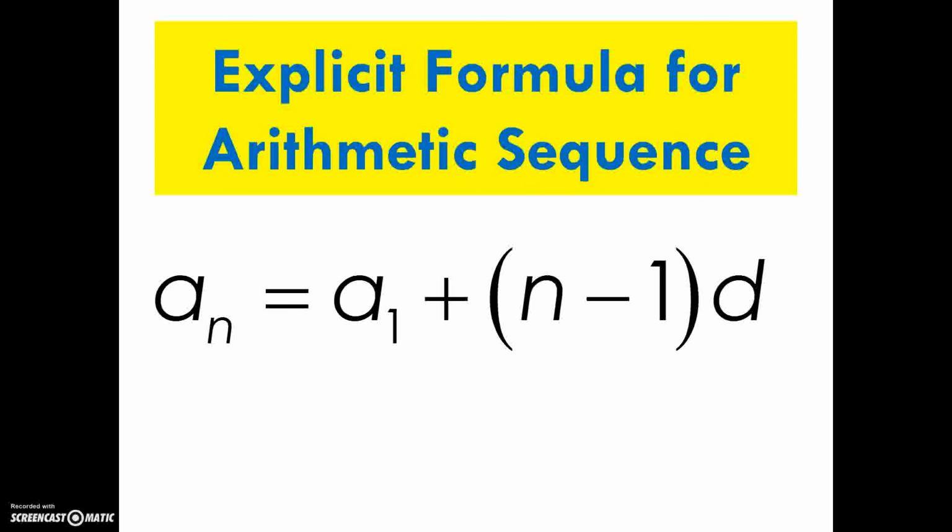Now that formula is a sub n equals a sub 1 plus open parentheses n minus 1 close parentheses d. Now, the d is placed at the end of the formula to make sure that we don't make the mistake and add it with a sub 1 first. That is a common error that we could make if we rearrange that formula.